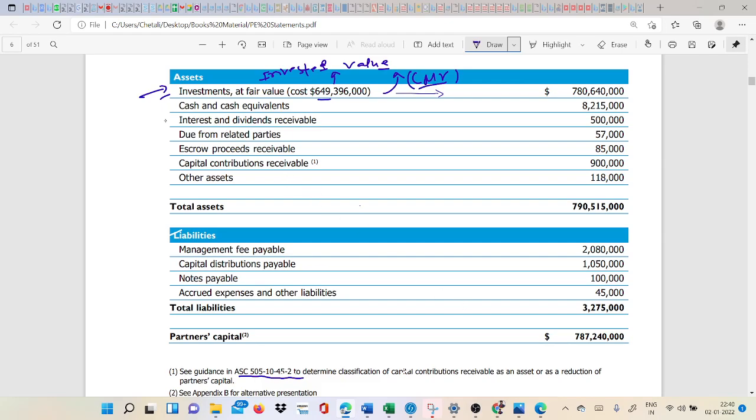Cash and equivalents, which is a normal term, cash at a bank, or the cash which we have available in our books of account, right? Then interest and dividend receivable. In a private equity, why are they mentioning this too?